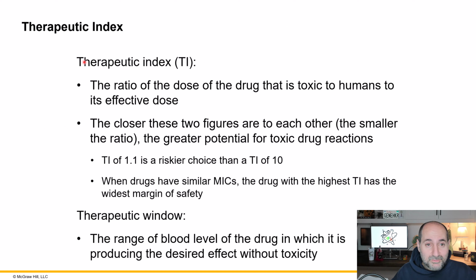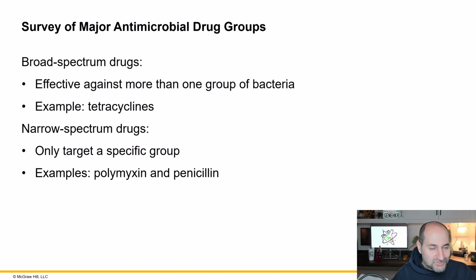Remember the therapeutic index, or TI? It's the ratio of the dose of the drug that is toxic to humans to its effective dose. Remember, the larger the TI, the better the drug. Remember, the lower the TI, the riskier the choice. So remember that a larger therapeutic index is best. Obviously, know the difference between broad spectrum and narrow spectrum drugs.